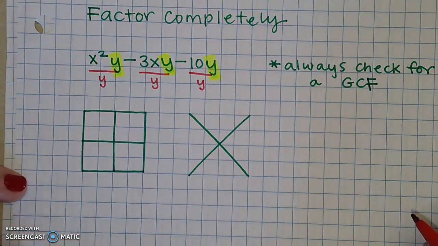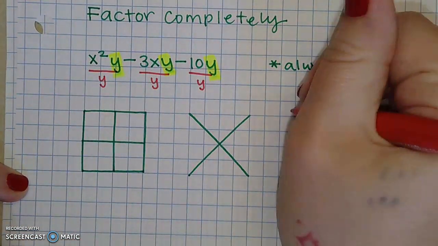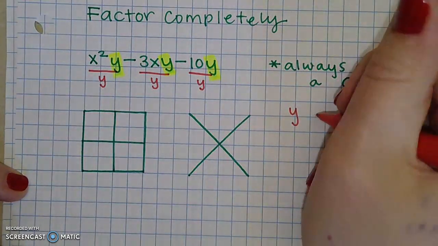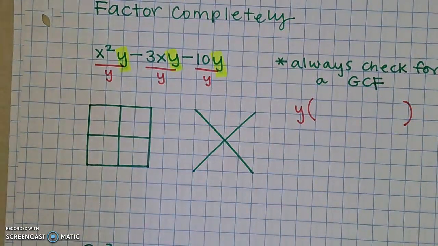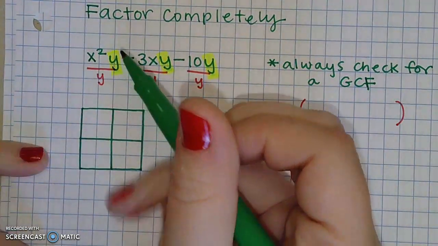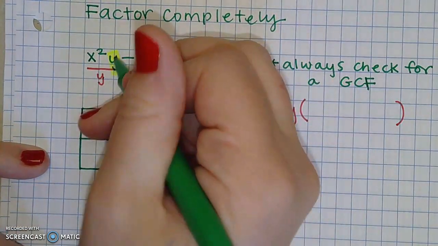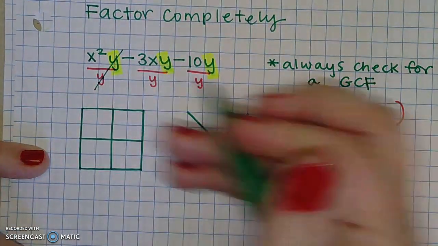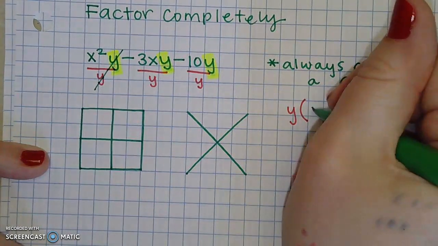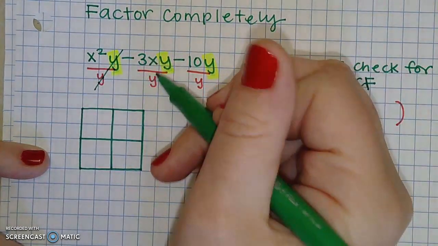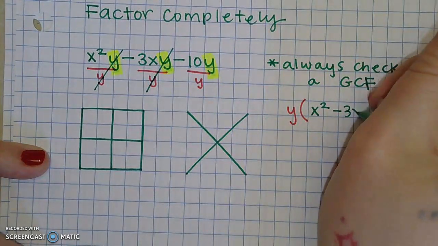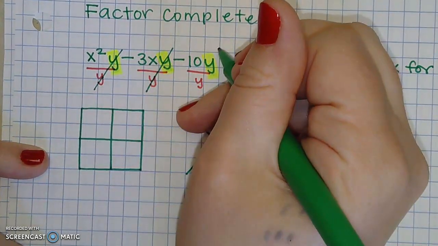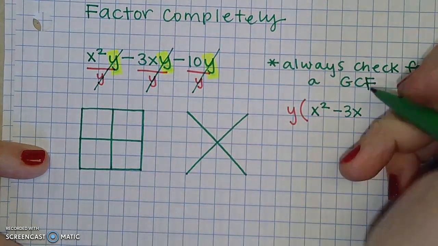And what it's going to look like now is I will have y with a big parentheses, and inside the parentheses will go my new expression. So I notice y divided by y, in a way they kind of cancel each other out, which just leaves me with an x squared. Again, y divided by y leaves me with a negative 3x. And then a y divided by y leaves me with a negative 10.